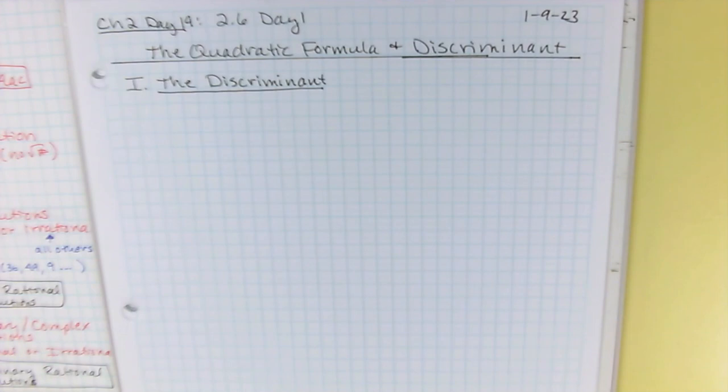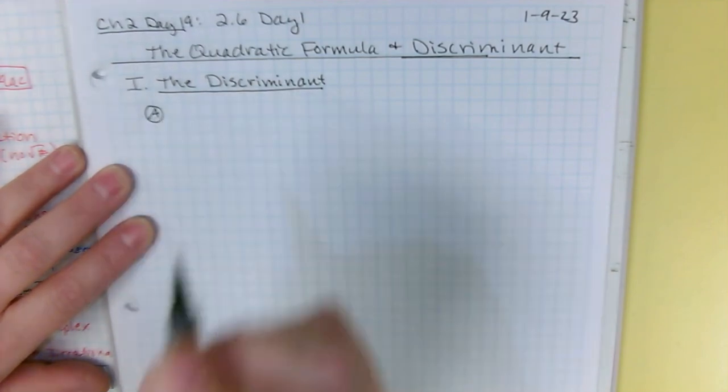All right, so the discriminant is a way to learn something about the solution without having to actually take time to get the solution. It's also a way to check your answer. So first of all, what the heck is it?